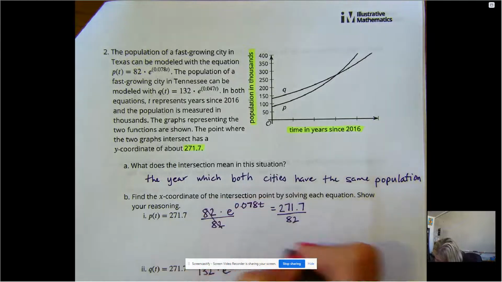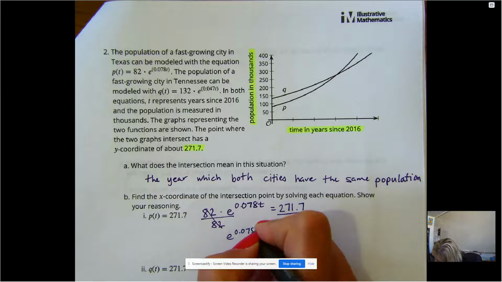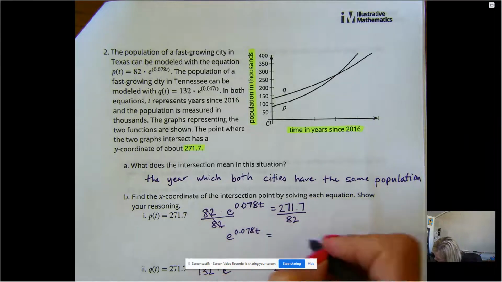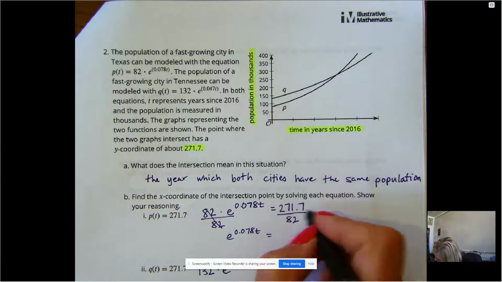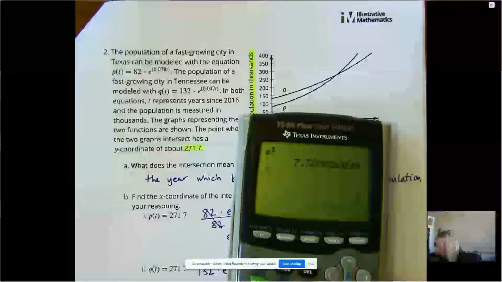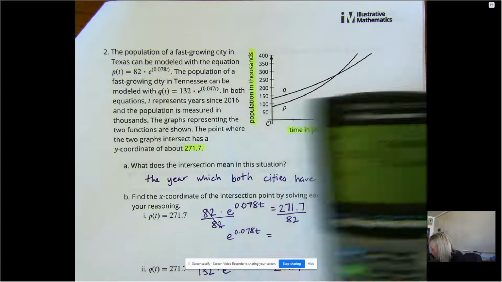Okay, so our first step is on here, divide by the 82, and that gives us e to the 0.078t equals 271.7 divided by 82. 271.7 divided by 82 is approximately 3.31.